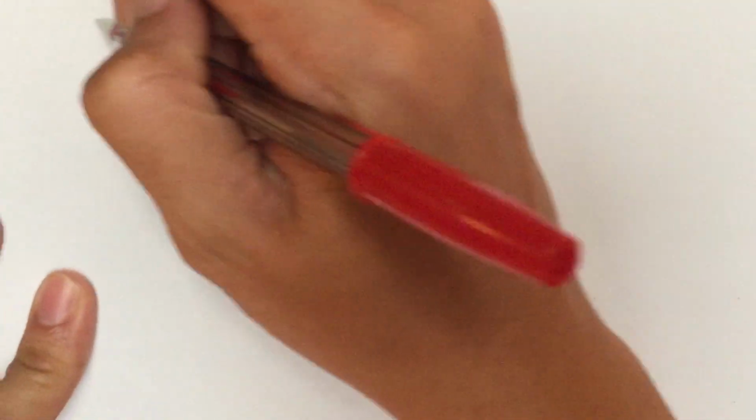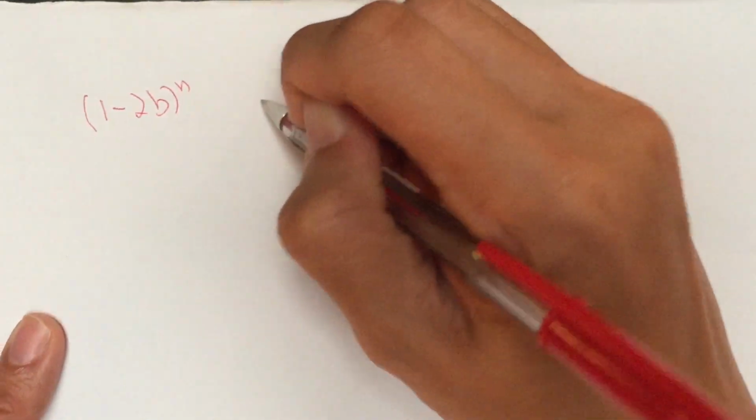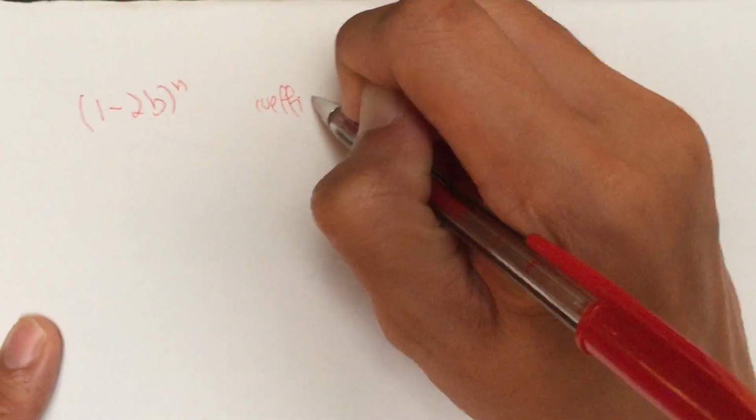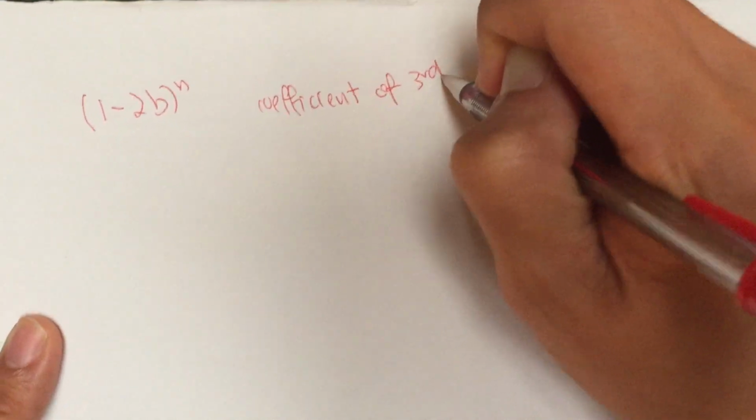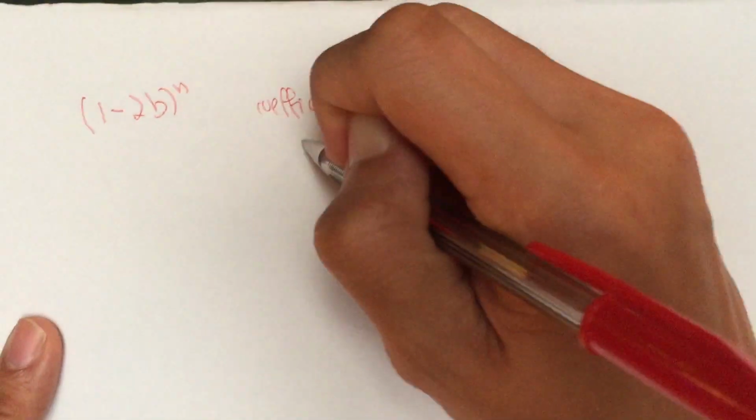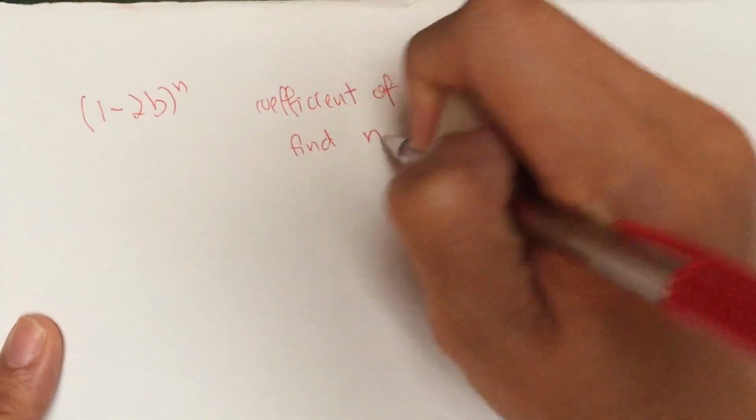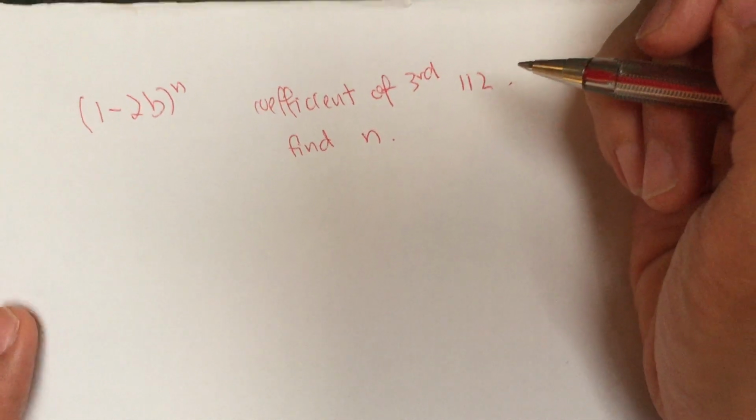Let's say I have this expansion, 1 minus 2b to the power of n. And they tell us the coefficient of the third term is 112, and I'm supposed to find n. Okay, let's copy down this question and think of how to proceed with this.